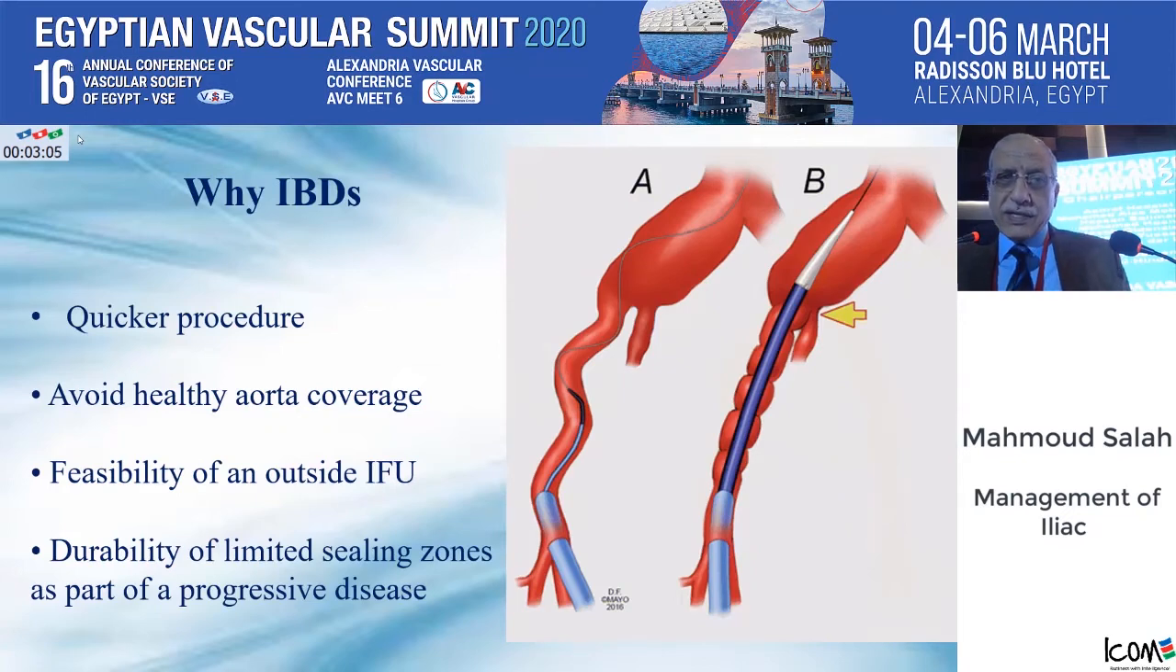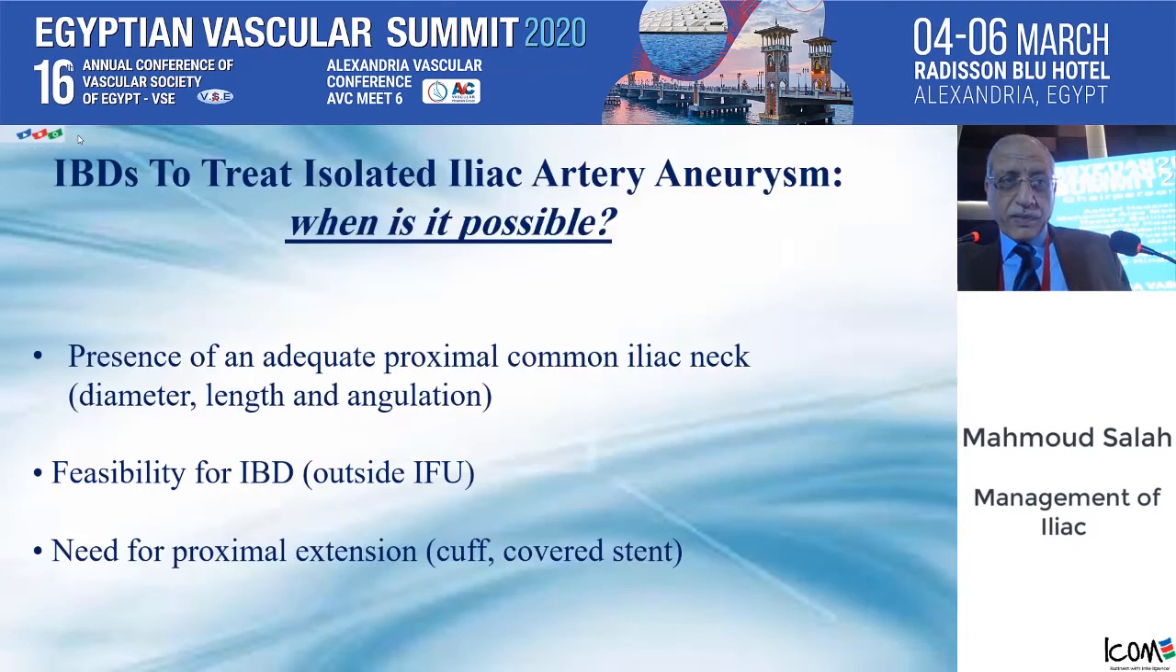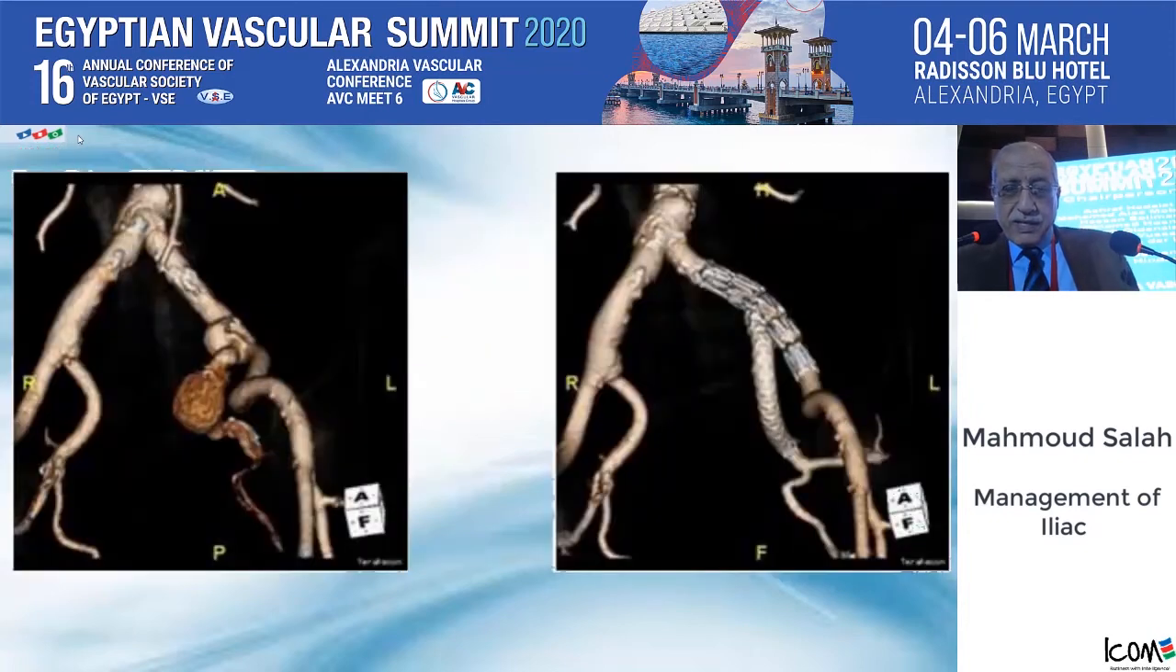Why iliac branched device? It's a quicker procedure, and it avoids healthy aorta coverage. Remember, we are talking about isolated iliac artery aneurysm, so you avoid healthy aorta coverage. Iliac branch device is used to treat isolated iliac artery aneurysm when it's possible, when you have a common iliac neck and you have the feasibility of the IBD.